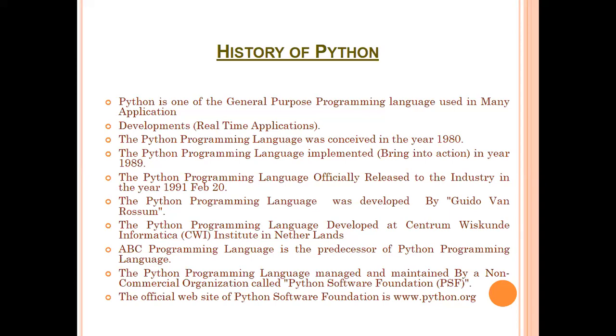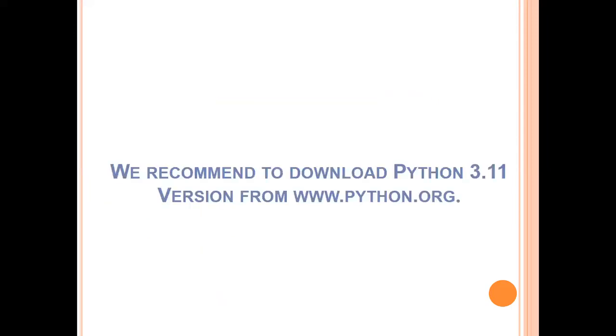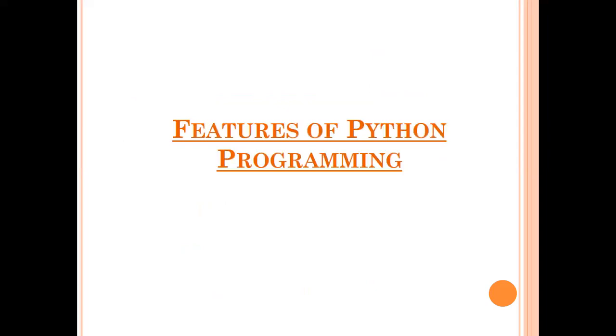The official website of Python Software Foundation is www.python.org, from where we can easily download Python. Now, versions of Python we have discussed. Then we discussed the major and the minor versions. Right now, which is the major version? 3 is the major version and 0.11 is the minor version. After that, we started discussing the features of Python.